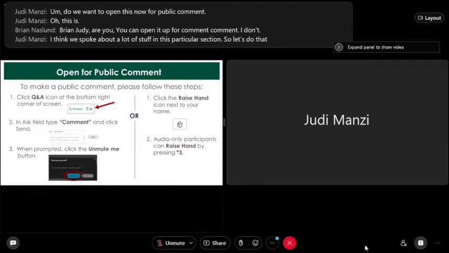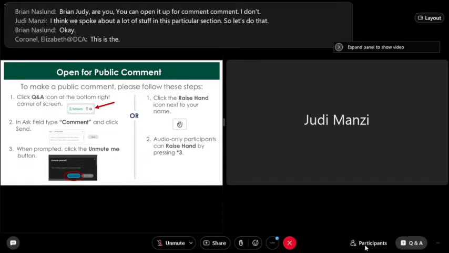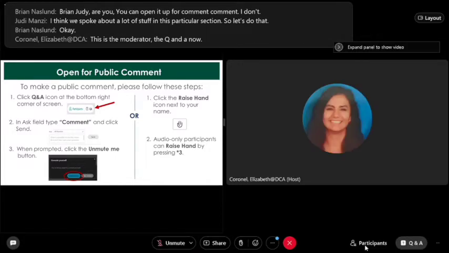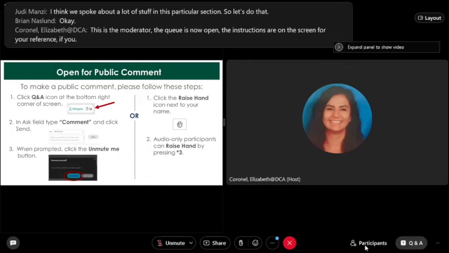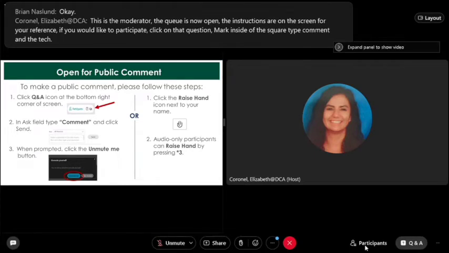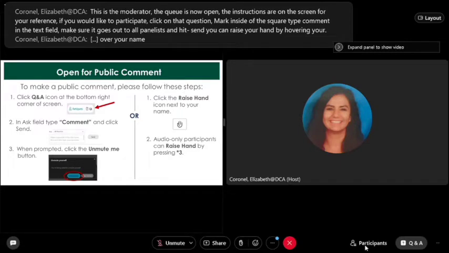This is the moderator. The Q&A is now open. The instructions are on the screen for your reference. If you would like to participate, click on that question mark inside of the square, type comment in the text field. Make sure it goes out to all panelists and hit send. You can raise your hand by hovering your cursor or mouse over your name from the participants panel and click on the outline of a hand that appears.